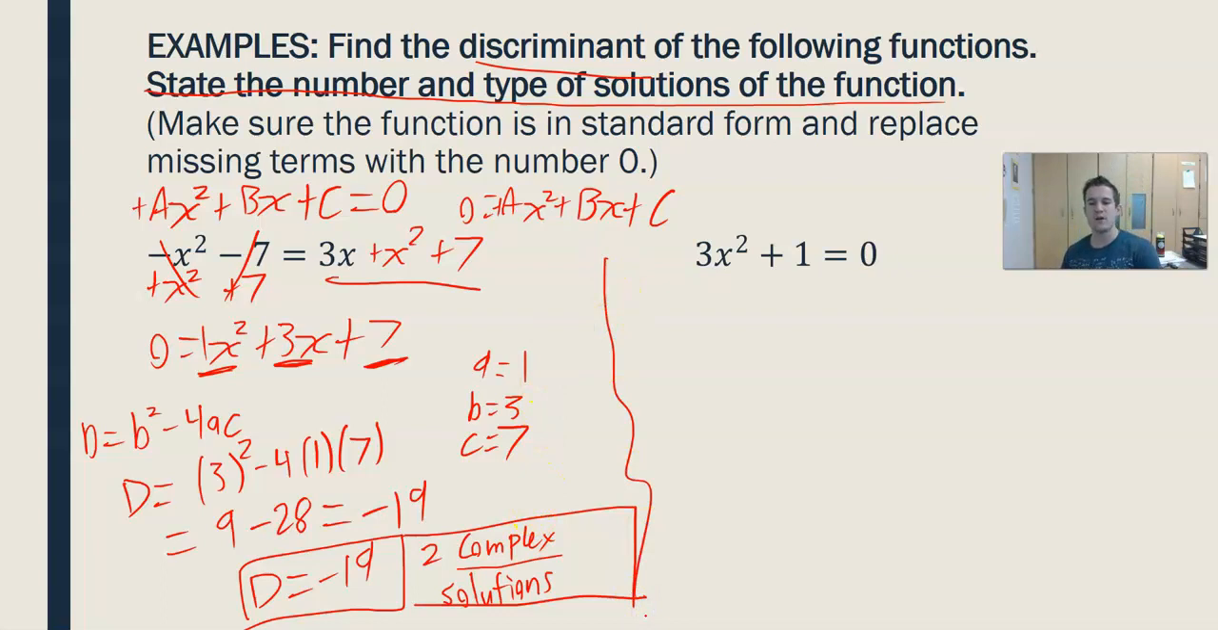Okay, let's do this one. 3x squared plus 1 equals 0. So I need this to be of the form ax squared plus bx plus c equals 0.